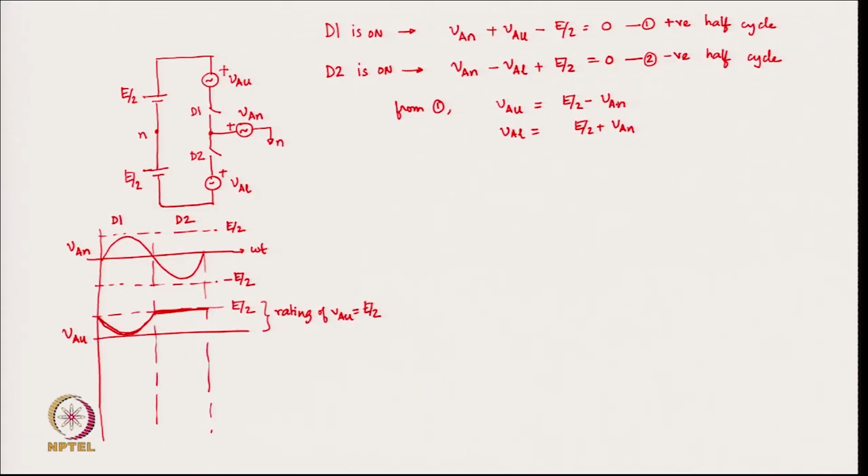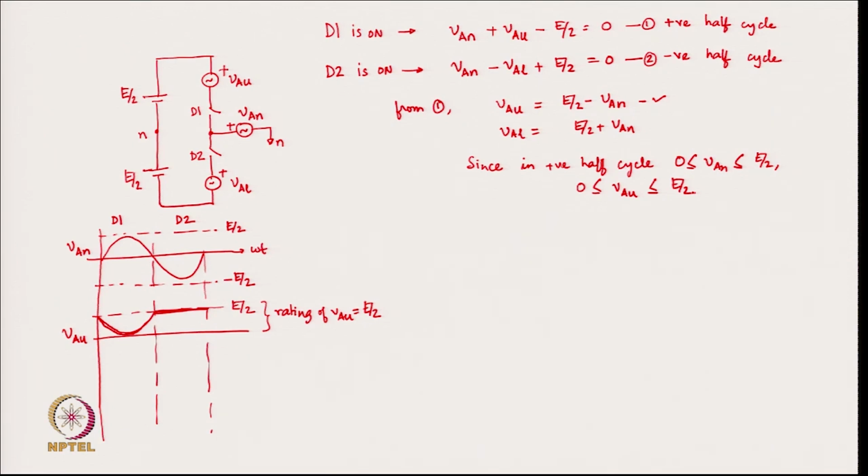Okay. Now, looking into this equation once more, we can also say that the rating of VAU is, because in the positive half cycle, zero is less than or equal to VAN, which is less than or equal to E by 2. So, therefore, we can say that 0 is less than or equal to VAU, which is less than or equal to E by 2.